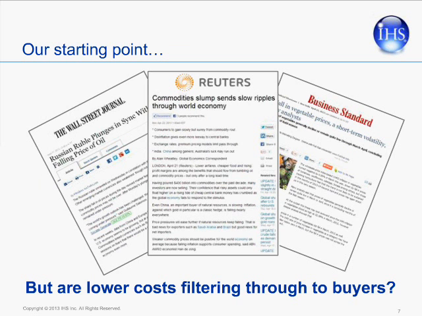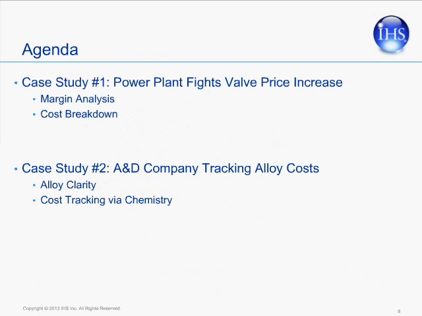So what this webcast is going to attempt to do is look at two different case studies on how you can take advantage of that falling cost environment and really improve your negotiating position to get those cost savings from lower prices upstream. The two case studies we're going to look at, first is a look at a power plant trying to fight against a valve price increase.